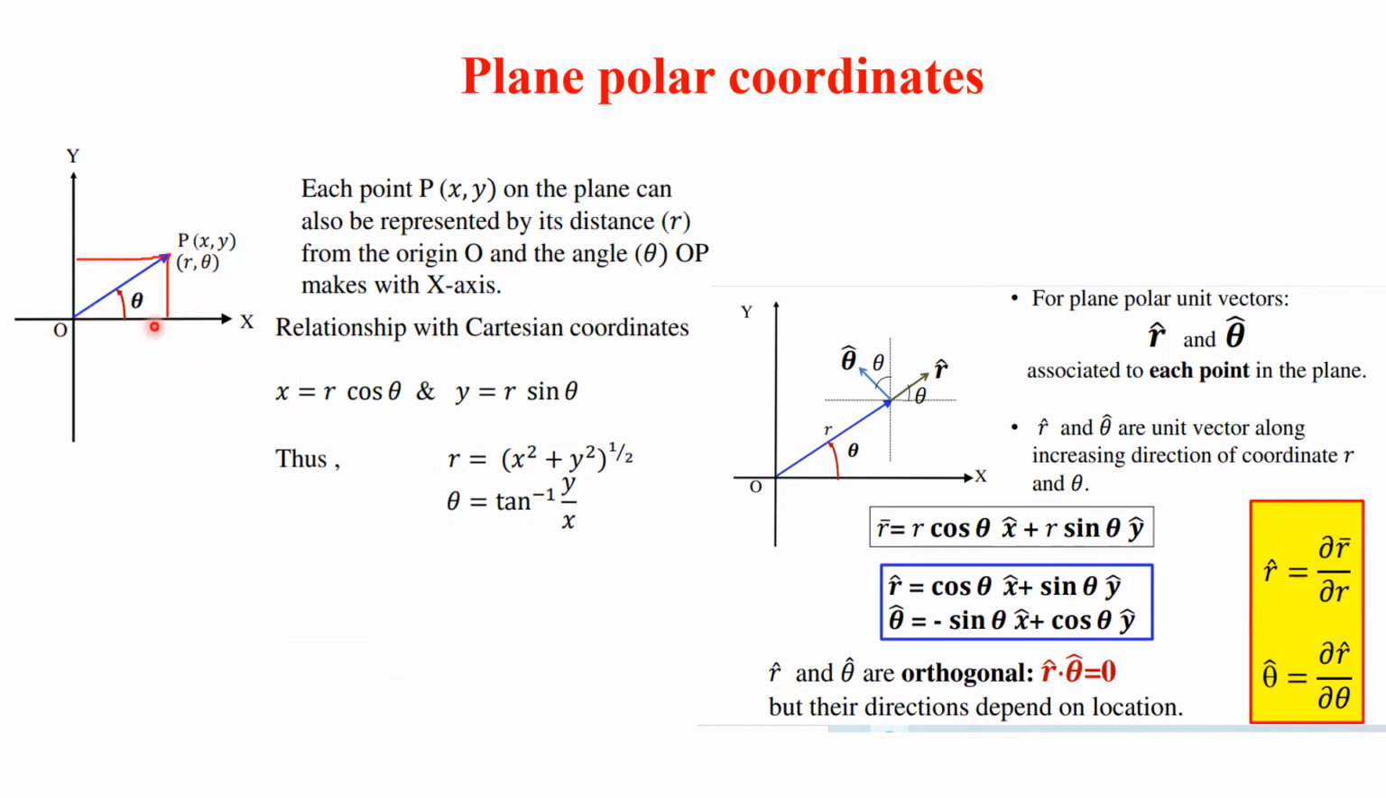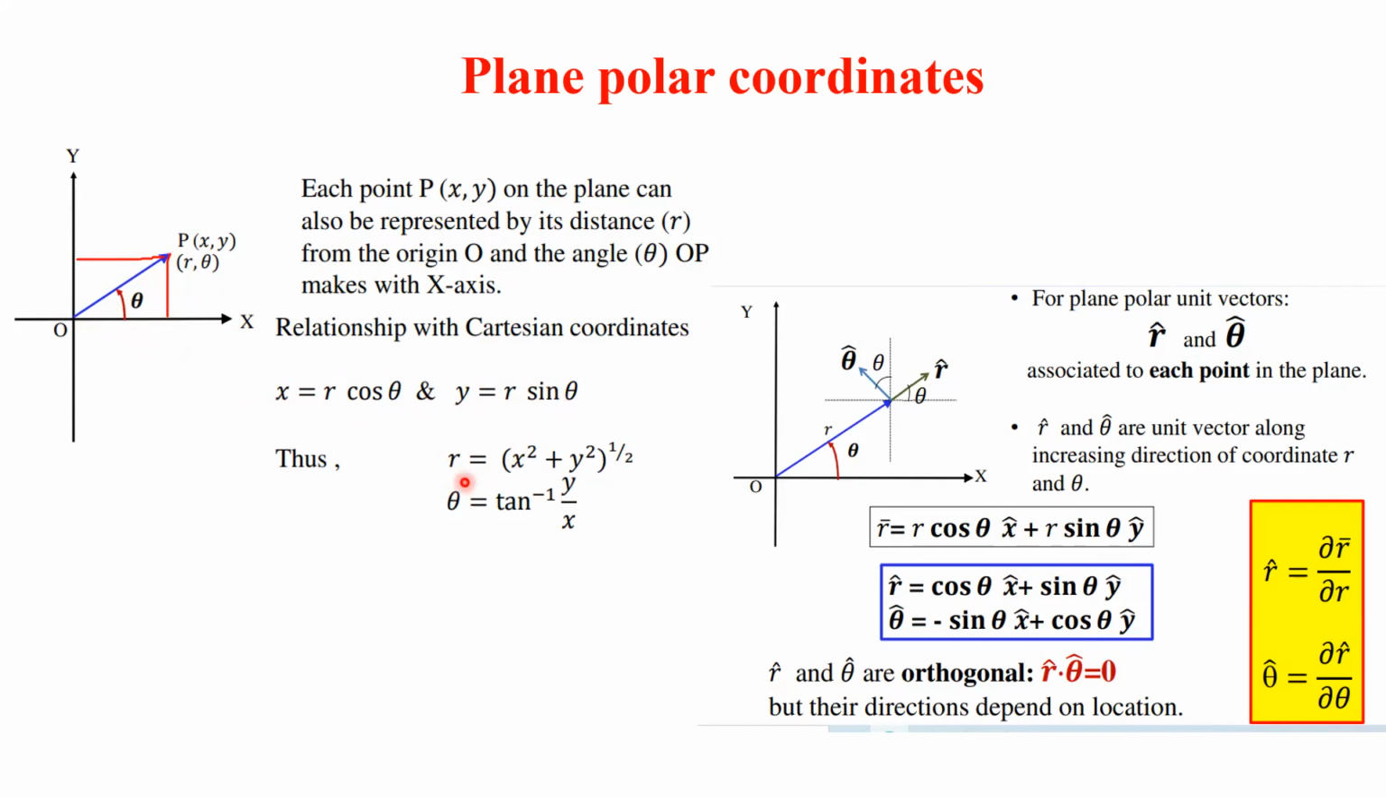Therefore, the x coordinate can be taken as r cos theta, because cos theta is adjacent divided by hypotenuse. Therefore, cos theta equals x by r, so x equals r cos theta. The value of y you can get by taking sin theta. Sin theta is opposite divided by hypotenuse. Therefore, sin theta equals y by r, so y equals r sin theta.